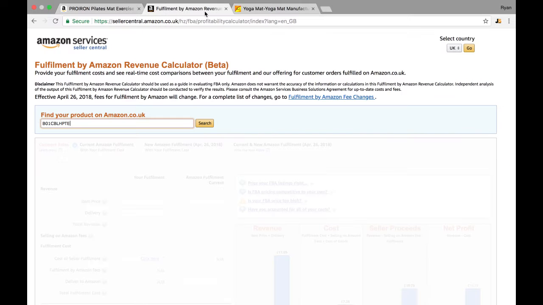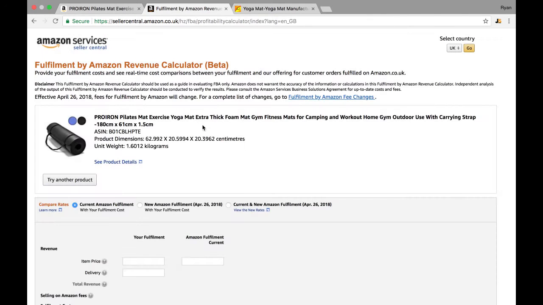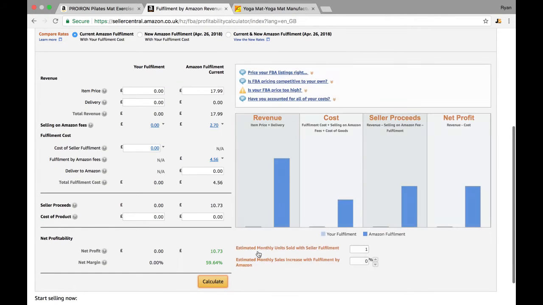Once you've got the revenue calculator, which I've already got up here, you copy and paste the ASIN and hit search. As you can see, it's found our product from the ASIN. We type in the sale price of that unit, which was £17.99. We then go down and hit calculate, and it will give us our total fulfillment cost by Amazon, which is £7.26. Please bear in mind that in the UK, you will get charged VAT on top of this, which is 20%. So with this number, as you'll see in a minute, I've added 20% onto this.